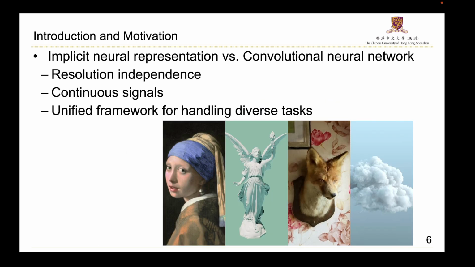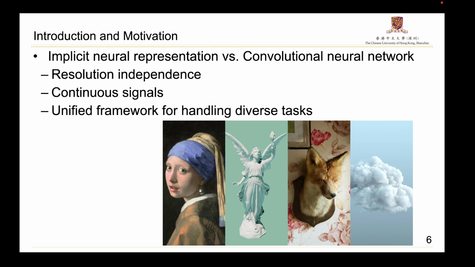The first one is resolution independence. We know that convolutional neural networks need to build neighborhood connections, so the input data size is limited by memory. While the implicit neural representation can handle extremely large resolutions without any trouble, because we can decompose the coordinates into multiple batches. And the second one is that it can handle continuous signals. Instead of only sampling at the center of each coordinate, we can also sample arbitrary places in the coordinate space.